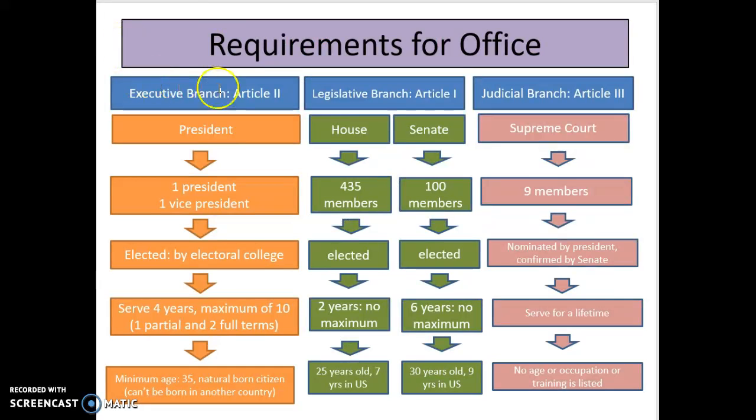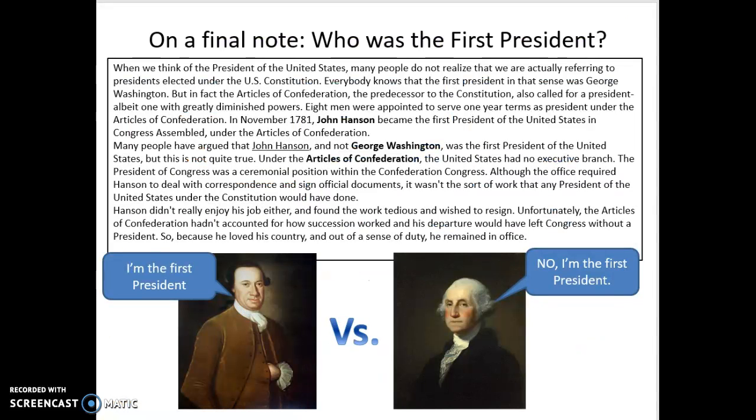If you look at the requirements for office, this is broken down in either Article 2, 1, or 3 so that you know exactly your job description and what you need to be like in order to fulfill that particular job. Now, who's president? You guys can download and look back at this slide, but basically you should know there were presidents before George Washington. It's just that George Washington was the first president of the United States under the Constitution and not under the Articles of Confederation. So it's good to know at least you could win this in a particular game, a Trivial Pursuit, and know that there are presidents before other presidents.